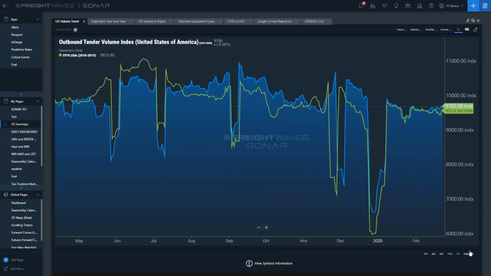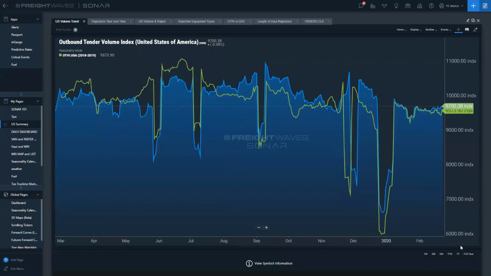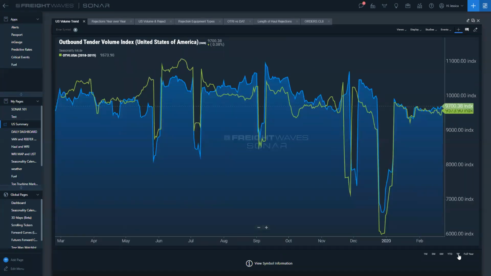Down in the bottom, we have different date ranges that you can view this information. So if you want to look at a 1-month view, which is close up, a 1-year view, or what I also like is a full year view. This will show January 1st to December 31st on a full year outlook. I'm going to click back to 1 year real quick and talk about the volumes a little bit.